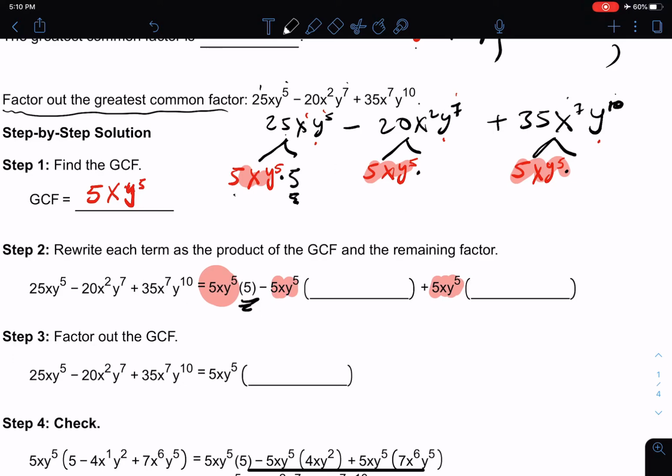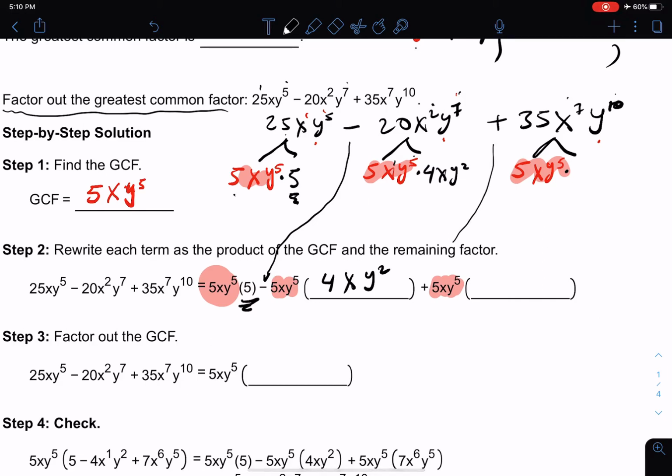Okay, now the next one. Now make sure your signs match up. See, this negative sign is right there. Okay, now we have 5 times 4 gives me 20. X to the first times another x would give me x to the second. Y to the fifth times y to the second would give me y to the seventh. So this remaining factors would be 4x y to the second.